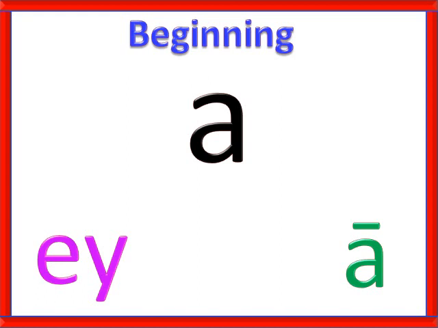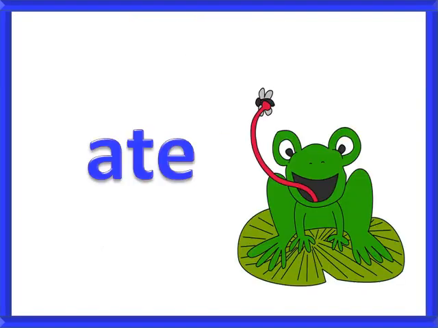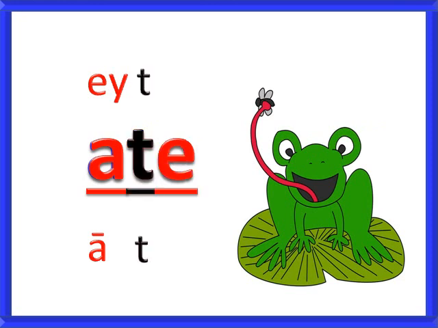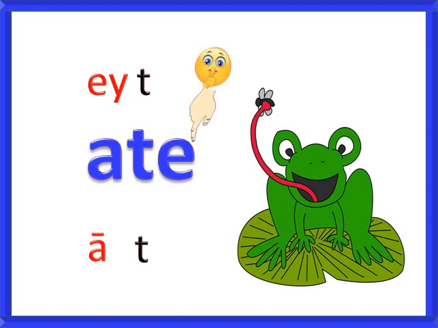The A sound at the beginning of a word. Eight. A, T. Eight. E is silent. Okay, you see the frog with that long tongue? The frog ate a fly. He ate a fly.